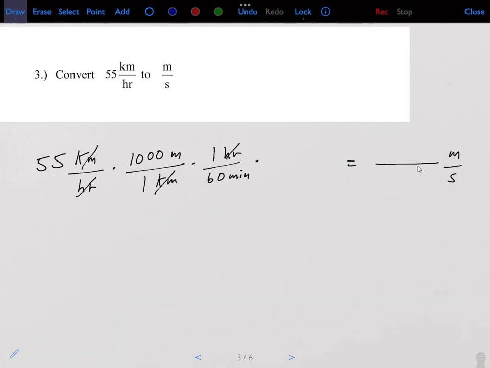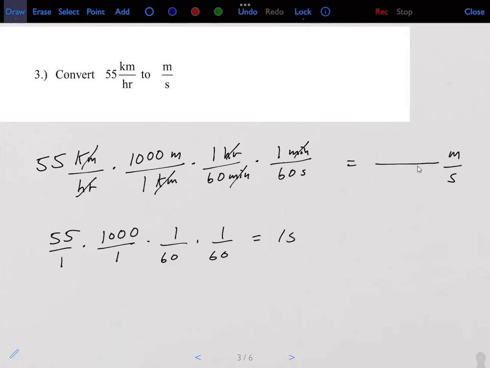So if I go a little further, I know that 1 minute is 60 seconds. Right now, minutes cancel, and then I have exactly what I want. I'm going to end up in meters per second. So again, if you multiply, this is really just going to be 55 over 1 times 1,000 over 1 times 1 over 60 times 1 over 60. Right? So if you work this out, this is going to be like 15.28 meters per second.